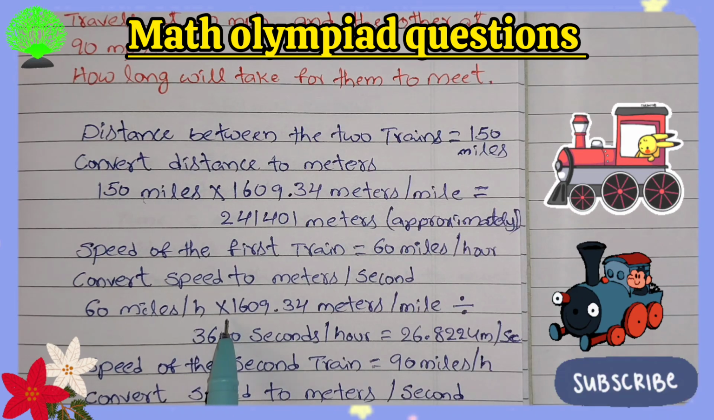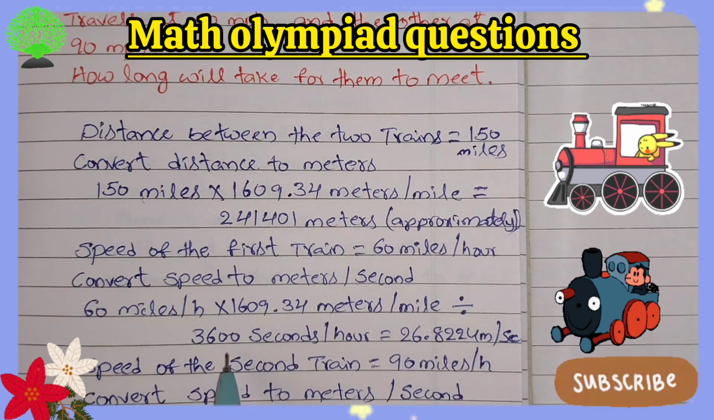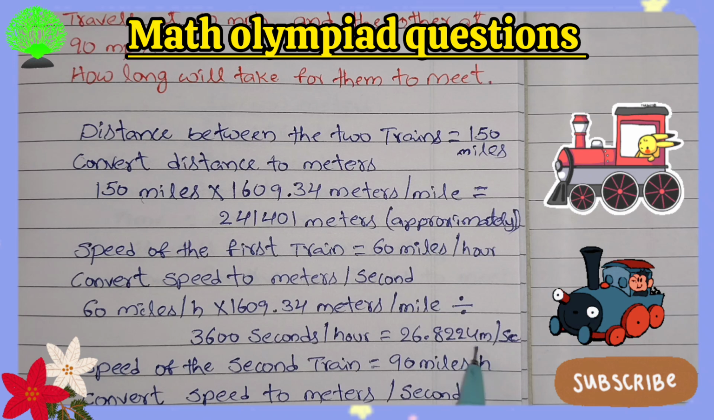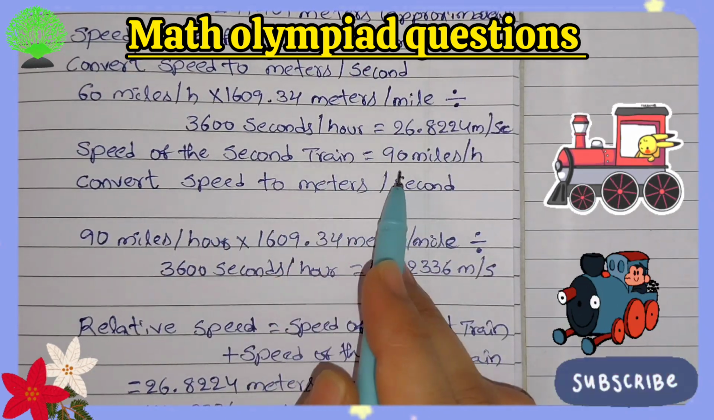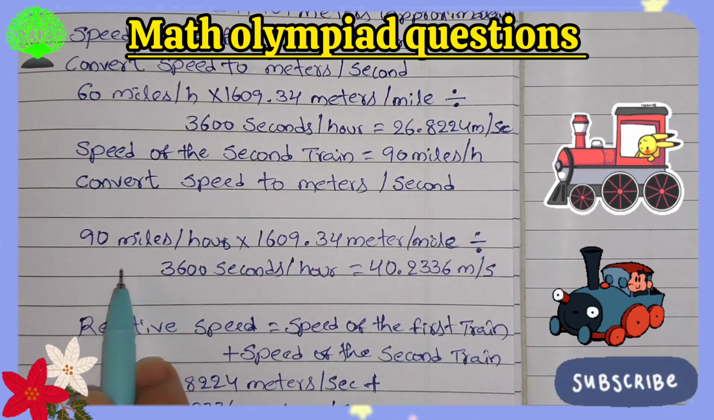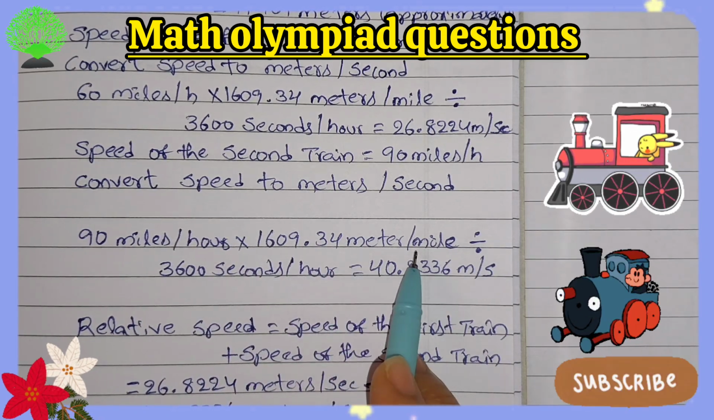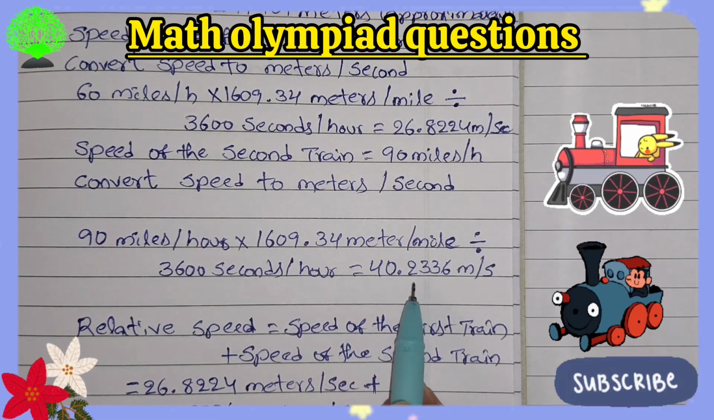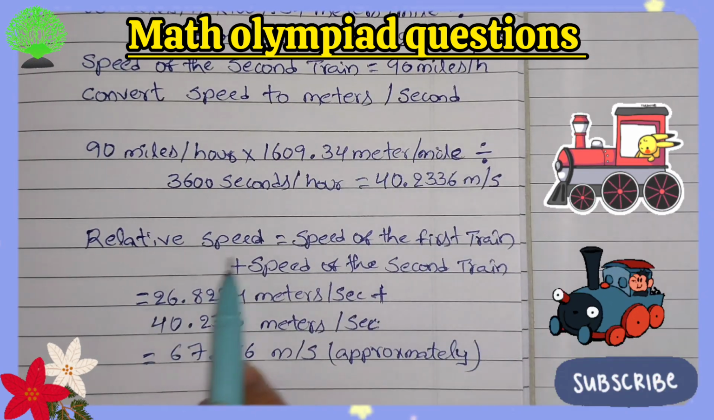Convert speed to meters per second. 60 miles per hour multiplied by 1609.34 meters per mile divided by 3600 seconds per hour equals 26.822 meters per second. Speed of the second train: in the question they gave 90 miles per hour. Convert speed to meters per second. 90 miles per hour multiplied by 1609.34 meters per mile divided by 3600 seconds per hour equals 40.2336 meters per second.